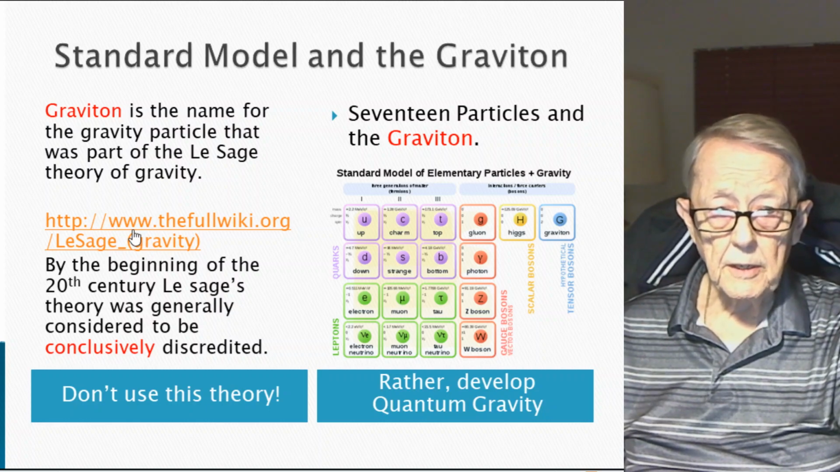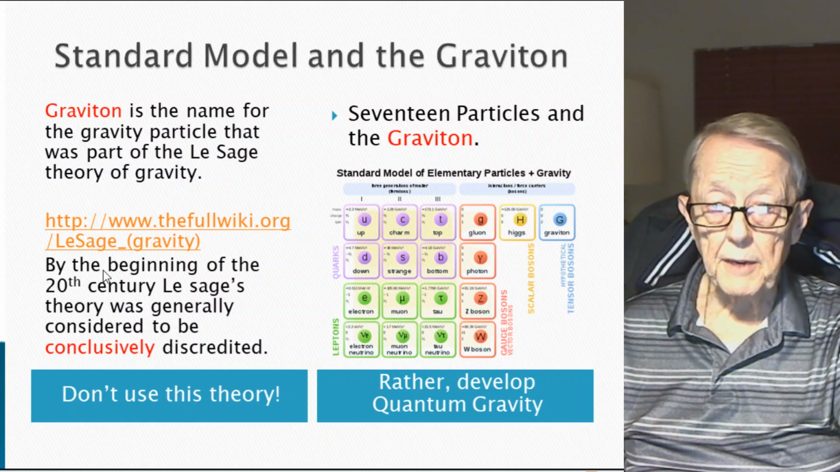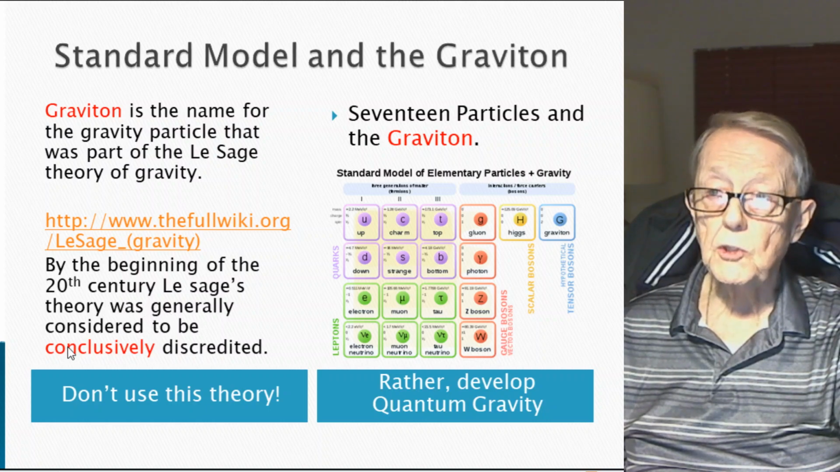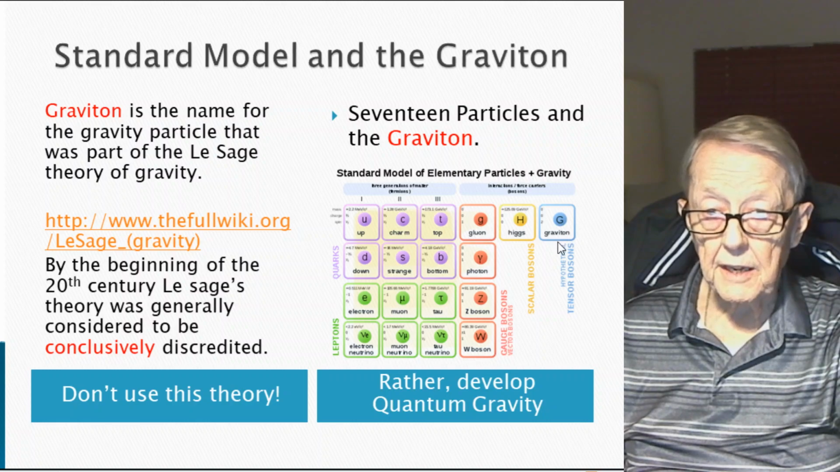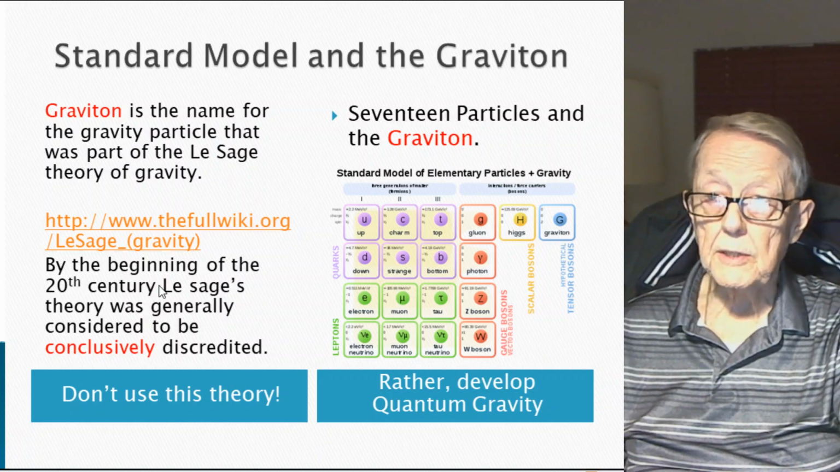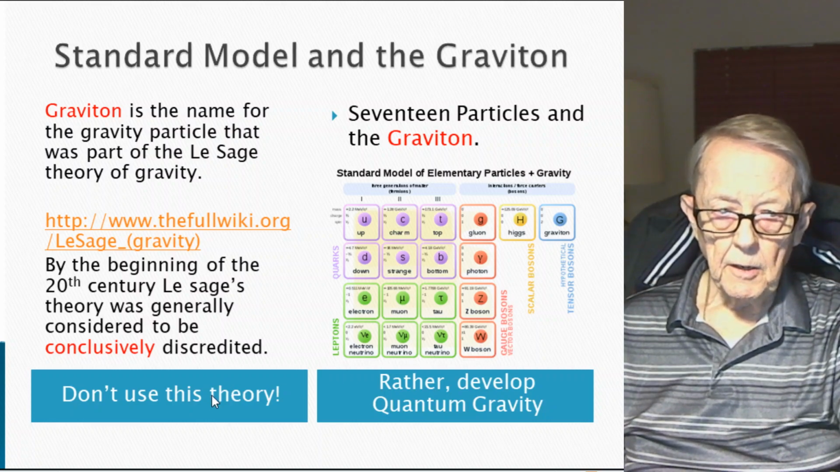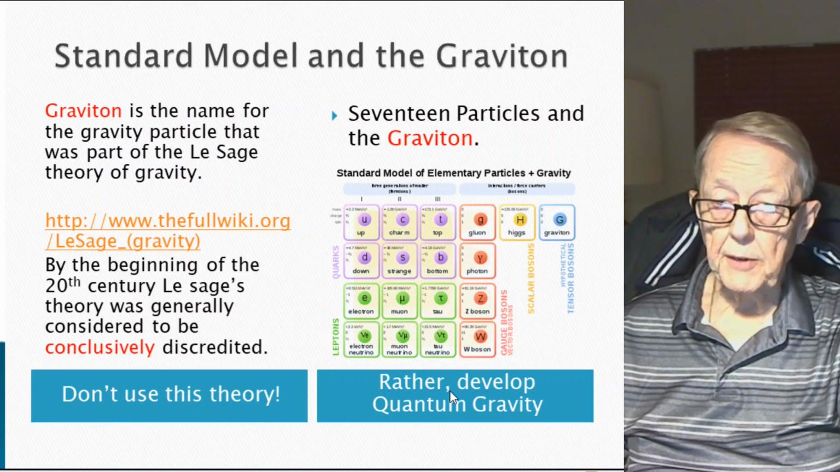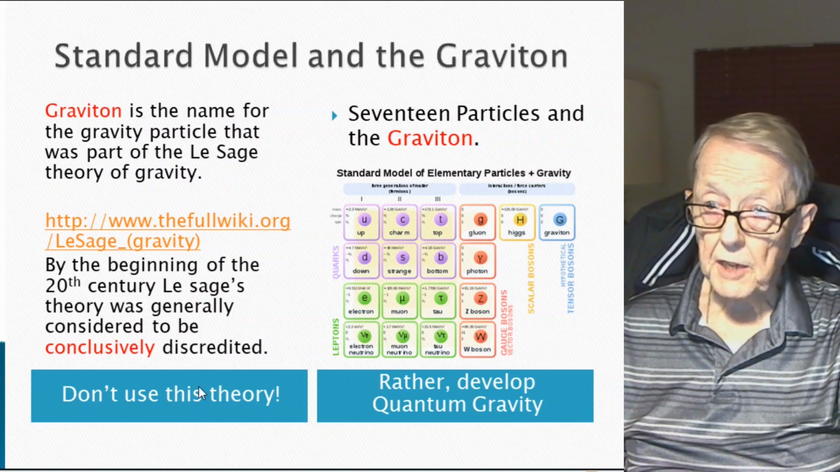If you look up the graviton and Lesage in the wiki, you'll read this statement: by the beginning of the 20th century, Lesage's theory of gravity was generally considered to be conclusively discredited. Mainstream doesn't even consider it, but they use the name that was developed when Lesage's theory was being seriously considered. And some do today, including me. So mainstream science doesn't use this theory. They'd rather develop a theory of quantum gravity than use Lesage's theory.